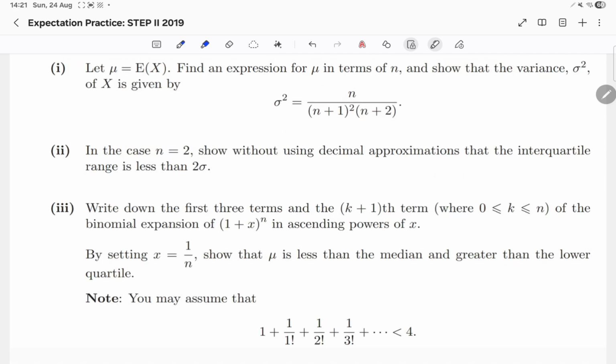Write down the first three terms and the k plus 1th term, where 0 is less than or equal to k is less than or equal to n, of the binomial expression of (1 plus x) to the n in ascending powers of x. By setting x is equal to 1 over n, show that mu is less than the median and greater than the lower quartile. Note, you may assume that 1 plus 1 over 1 factorial plus 1 over 2 factorial plus 1 over 3 factorial, etc. is less than 4.